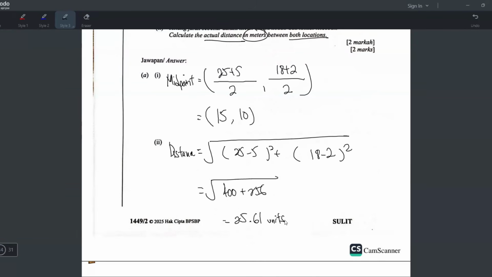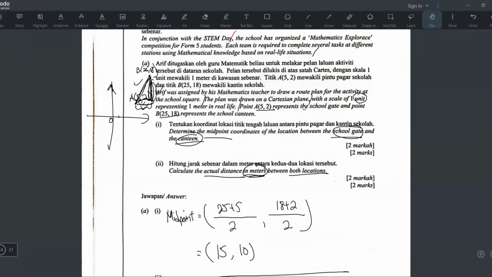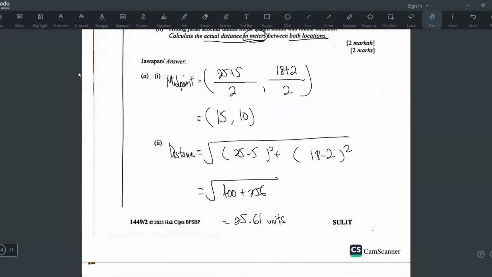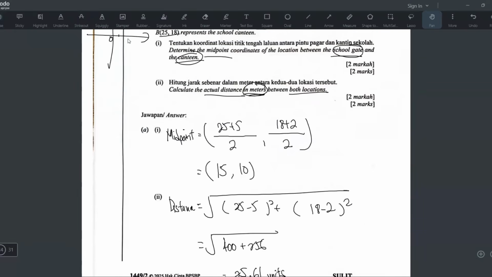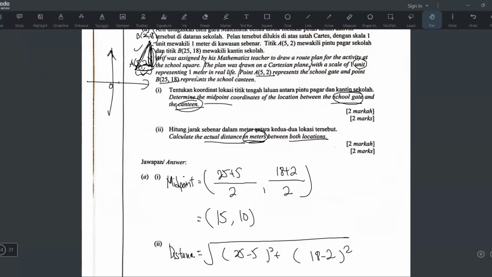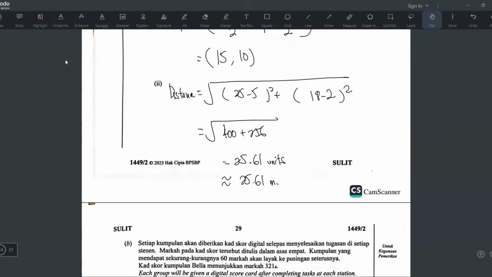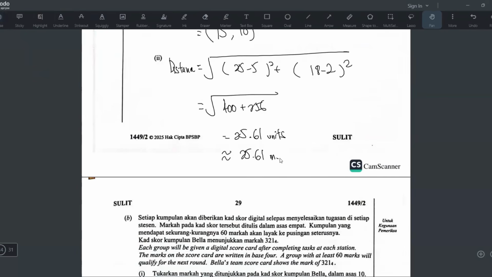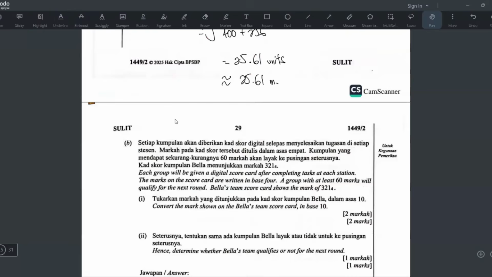But hold on, they are asking for the actual distance in meters. Remember that? So how do you convert to meters? Okay, they did mention that in the Cartesian plane, 1 unit represents 1 meter. So if it's 25.61 units in the Cartesian plane, the actual length will be 25.61 meters also lah. Because one unit is 1 meter. So 2 units will be 2 meters, 3 units will be 3 meters. So 25.61 units is 25.61 meters. Okay, so this is the actual distance. Okay, all right, that's all.